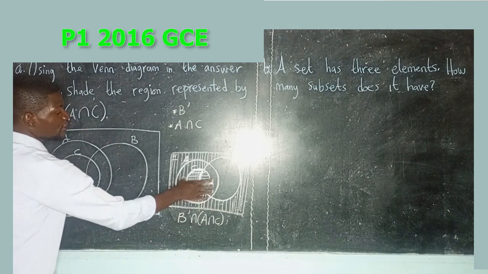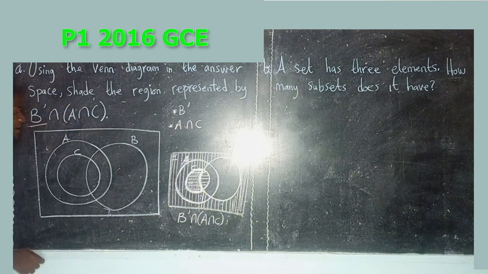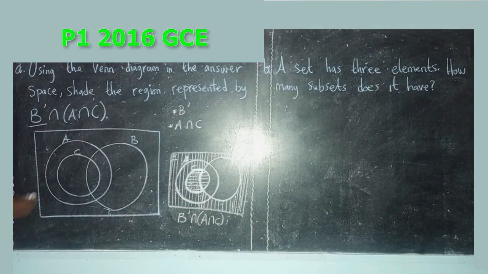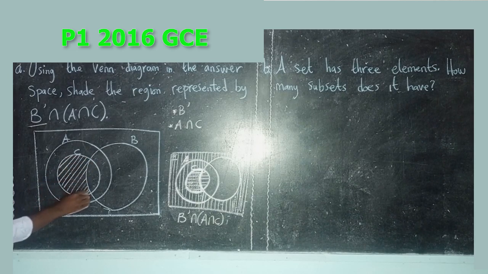Having found it using our mini Venn diagram, we are going to shade now on the main Venn diagram in the answer space. That is our answer. We have shaded successfully. If you do that, you get it correct.